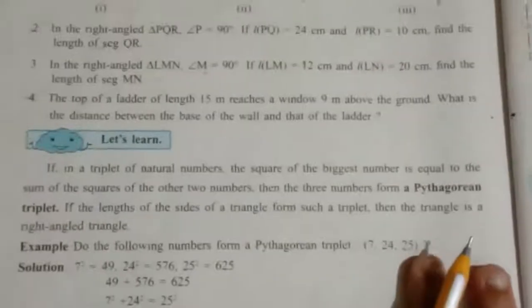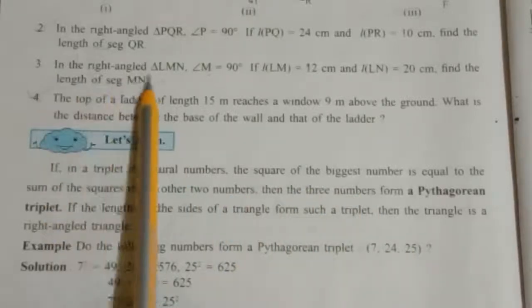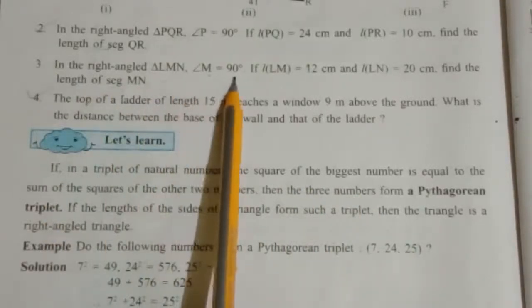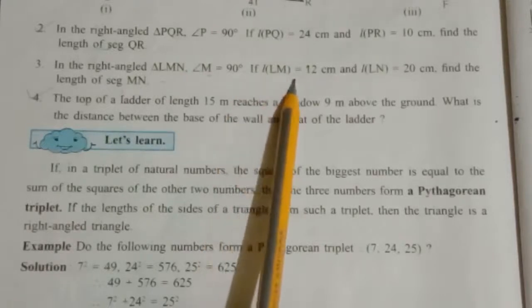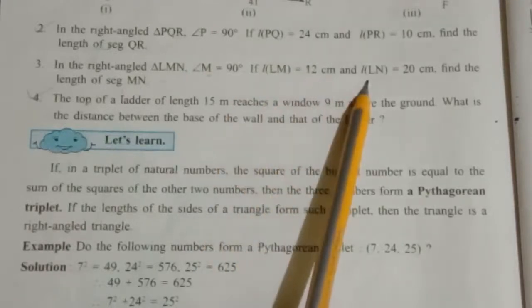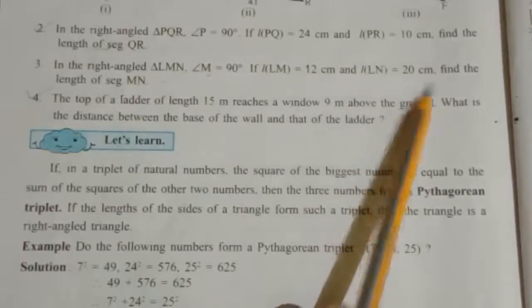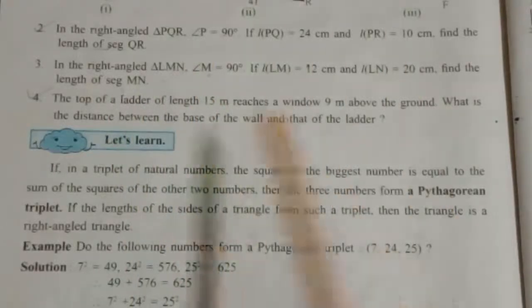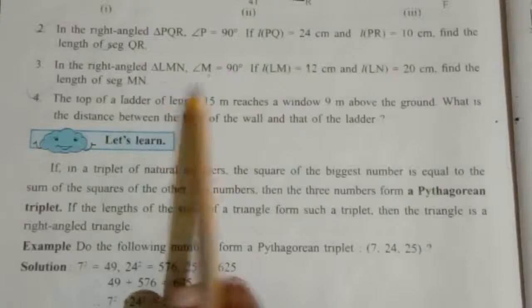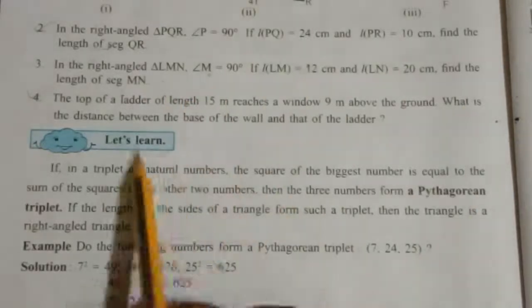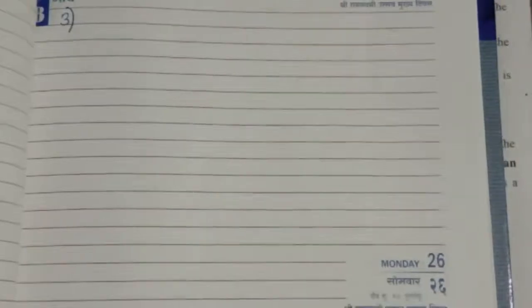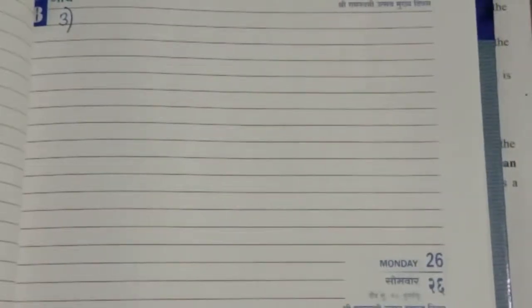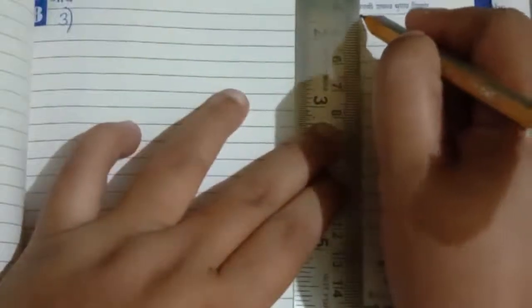Now let us begin with sum number 3. In right angled triangle LMN, angle M is equal to 90 degrees. If length LM is equal to 12 centimeter and length LN is equal to 20 centimeter, find the length of seg MN. Just keep in mind, first thing we are going to do is construct the triangle. It should be a right angled triangle. So using a scale in the book, we are going to construct the triangle first. How to construct? First we will draw two segs which will form 90 degrees in this way.